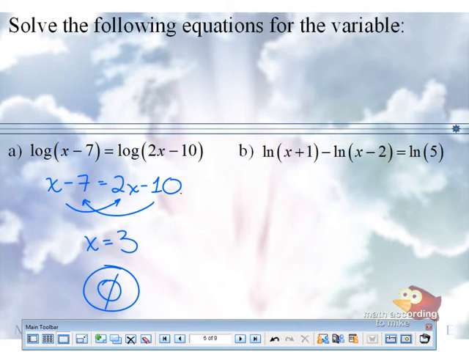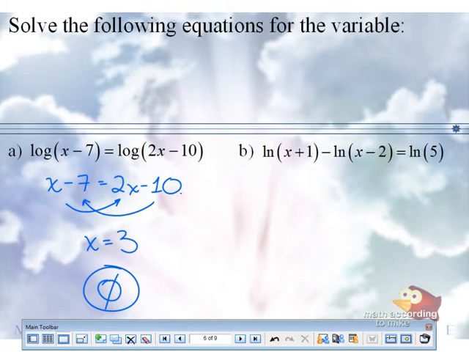Please understand, I did not say that the value has to be positive. I said the argument has to be positive. There may be an example where you get a negative number for your x, but when you plug it back in, it makes the argument positive, so that's okay. You keep it. But again, the argument of a log has to be positive.